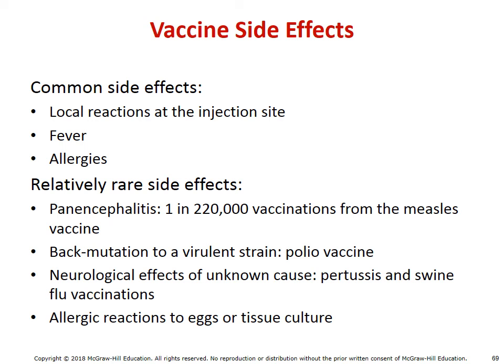Things like panencephalitis and measles vaccines have happened, but again they're very rare. Another example is back mutations in polio vaccines, where again we give you the live attenuated virus, that it then back mutates and becomes the real poliovirus, resulting then in a virulent infection that could hurt a person.